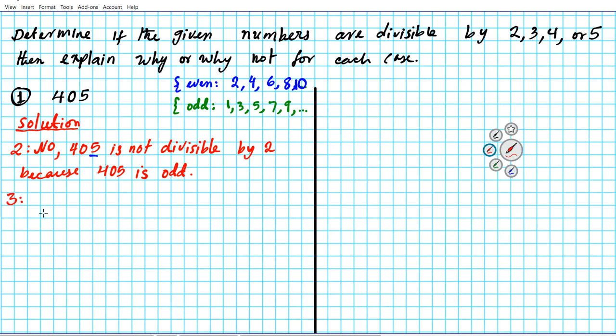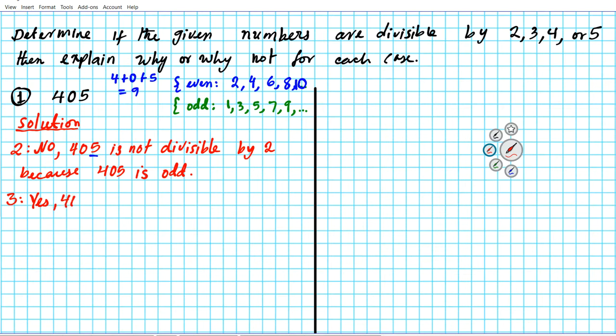How about the number 3? Is 405 divisible by 3? Well, in order to do this, we have to do some arithmetic computations. We have to add the digits. What is 4 plus 0 plus 5? 4 plus 0 plus 5 is 9. Is 9 a multiple of 3? Does 9 show up in your 3 multiplication chart? Yes, it does. So the answer here is yes. 405 is a multiple of 3.